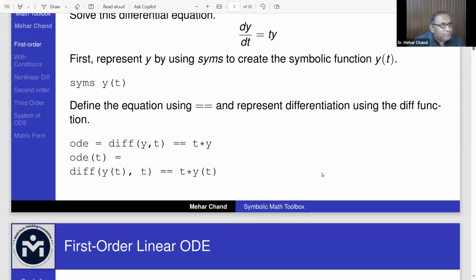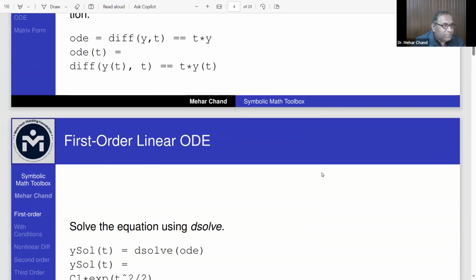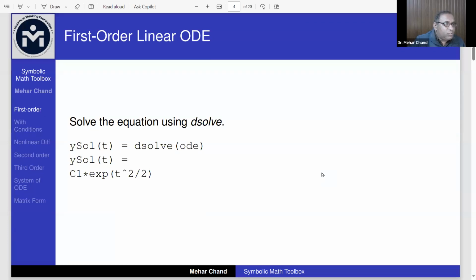Now there is the dsolve function. To solve the differential equation, we have the dsolve function. When you use this dsolve function, this will return or give the solution of the differential equation.